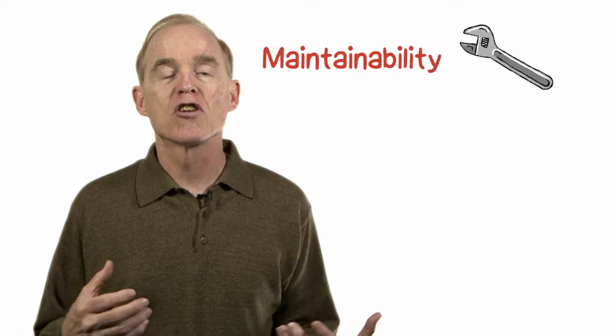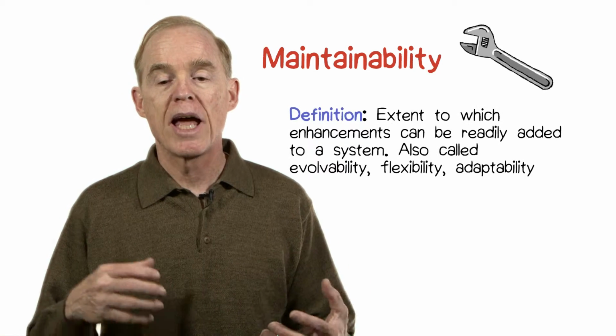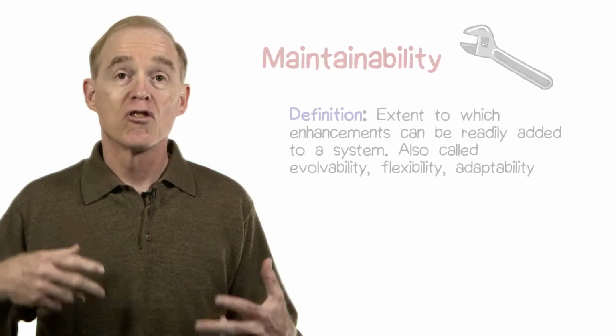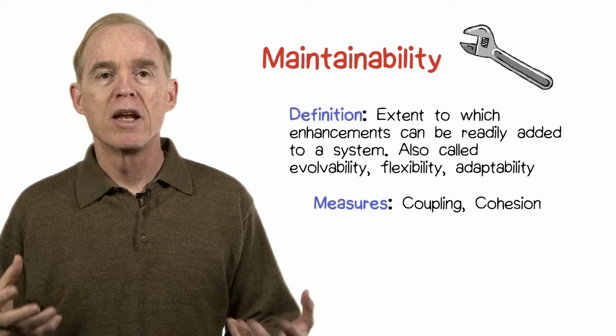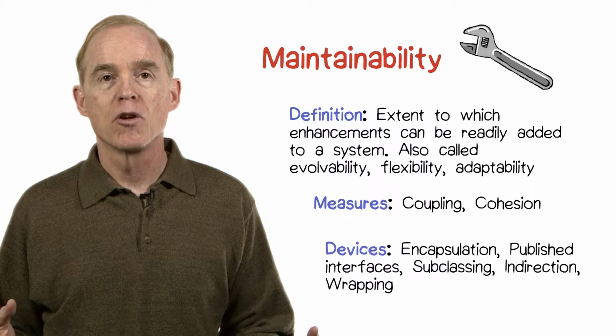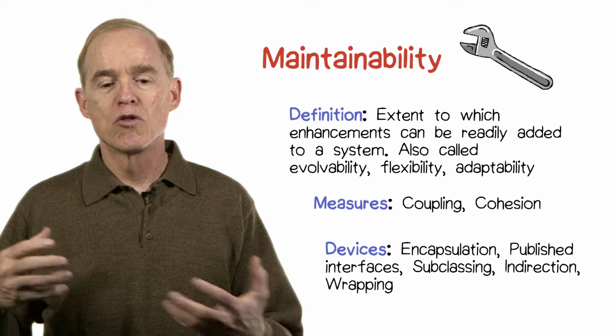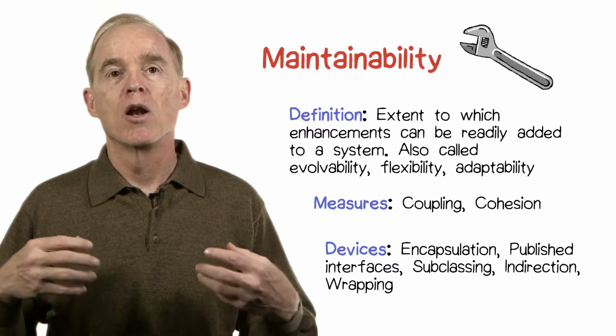The second quality we want to look at is maintainability, and this is the extent to which enhancements can be readily added to a system. This is sometimes also called evolvability, flexibility, adaptability, and so on. The measures, and we've talked about these earlier, are coupling and cohesion, and there's many devices, such as encapsulation, publishing your interfaces, use of subclassing, indirection, and wrapping.